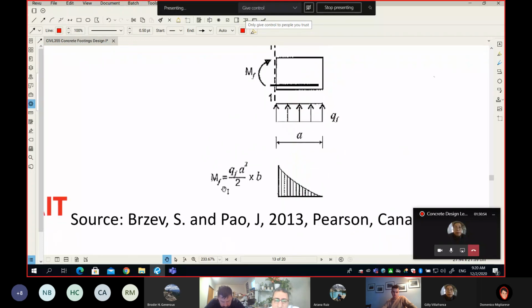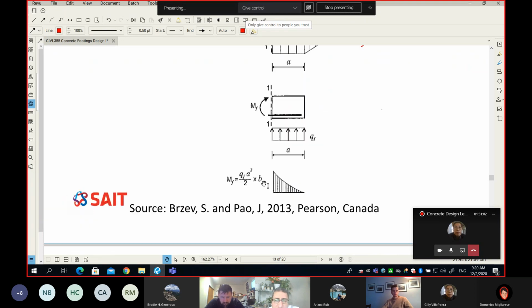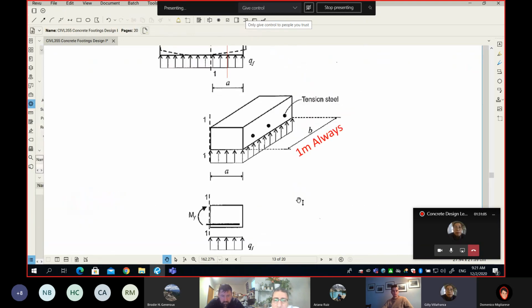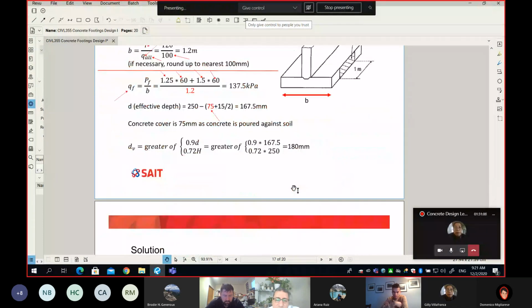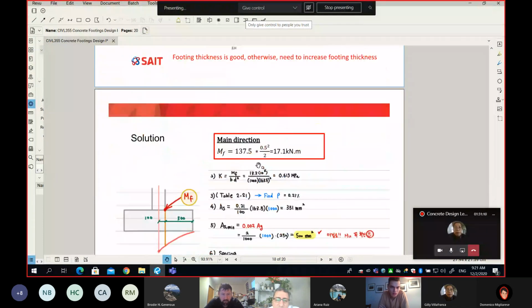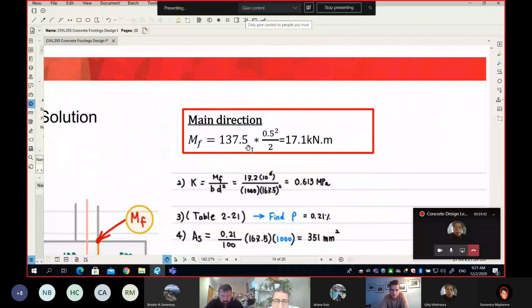So here we go. The moment is equal to QF multiplied by A squared divided by 2, multiplied by B, while B is always 1 meter. So that's how we find the moment. Let's do it here. So the moment is 137.5, which is QF, multiplied by the cantilever length squared divided by 2. So we have 17.1 or 0.2 kilonewton meter.